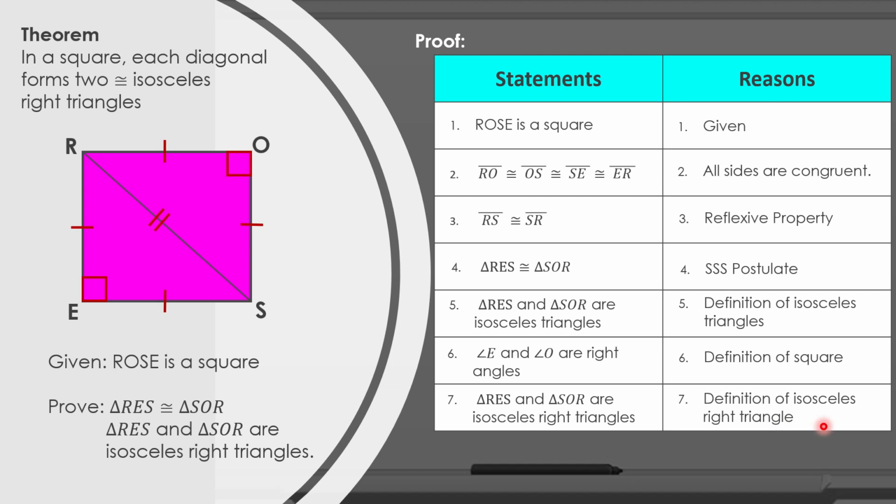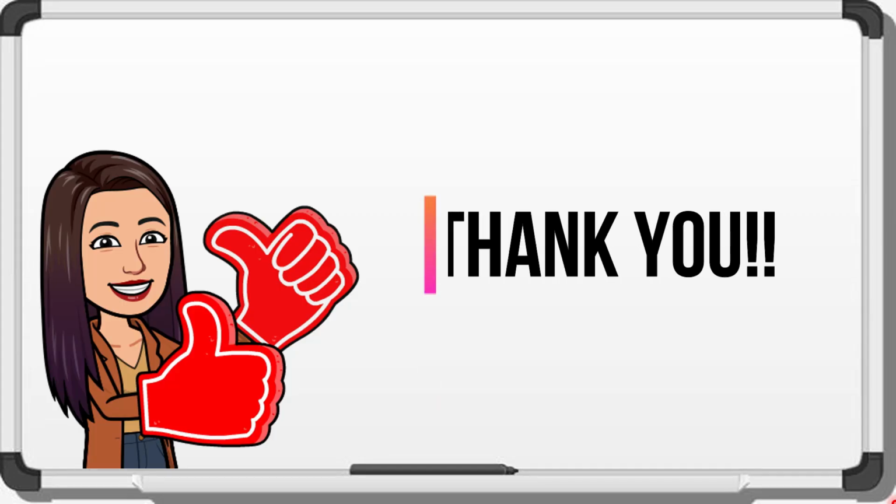So that is how we prove theorems on the different kinds of parallelograms, the rectangle, the rhombus, and the square. So that's it for our video.